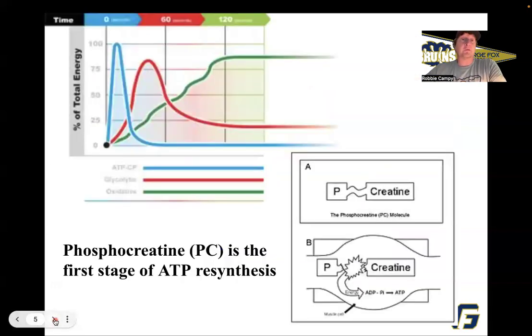So let's talk about phosphocreatine. Here, you can see in this slide, they've listed it as the ATP-CP. So that's our immediate energy system. It's utilizing both adenosine triphosphate and creatine phosphate. And you can see that when we do maximal activity, it's going to be the most important energy system right out of the gate, right at the very beginning. But it also fatigues, it gets tired, it runs out of energy really, really quickly.